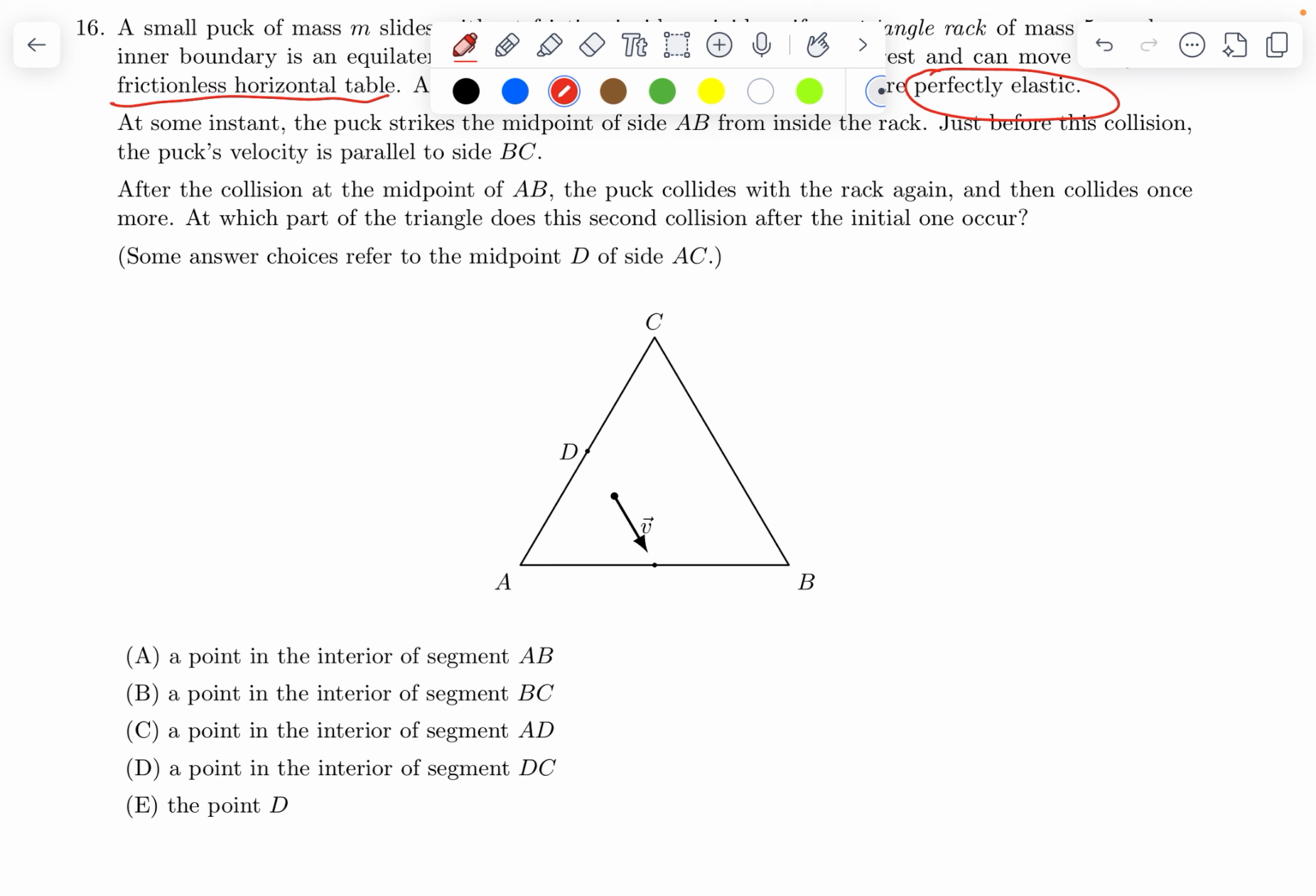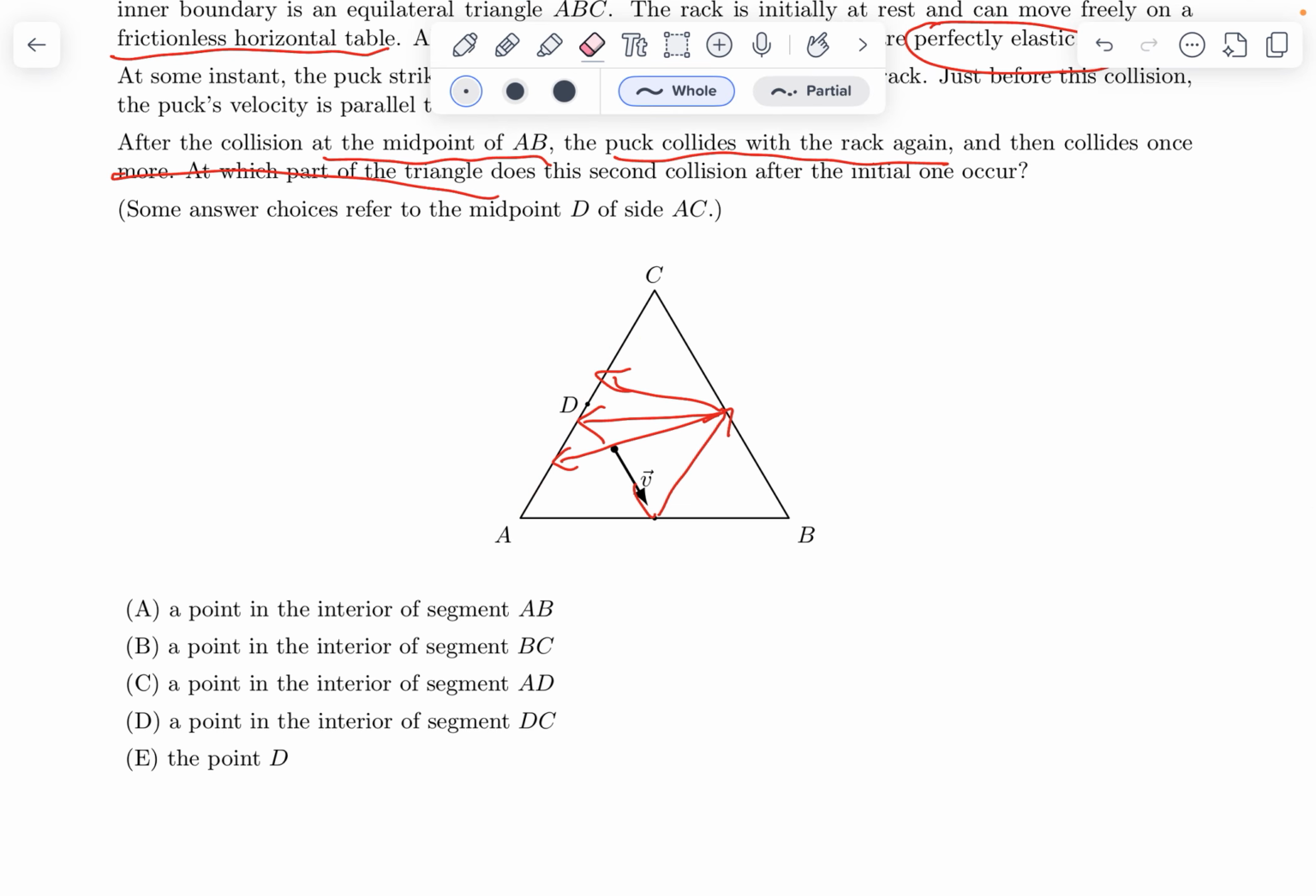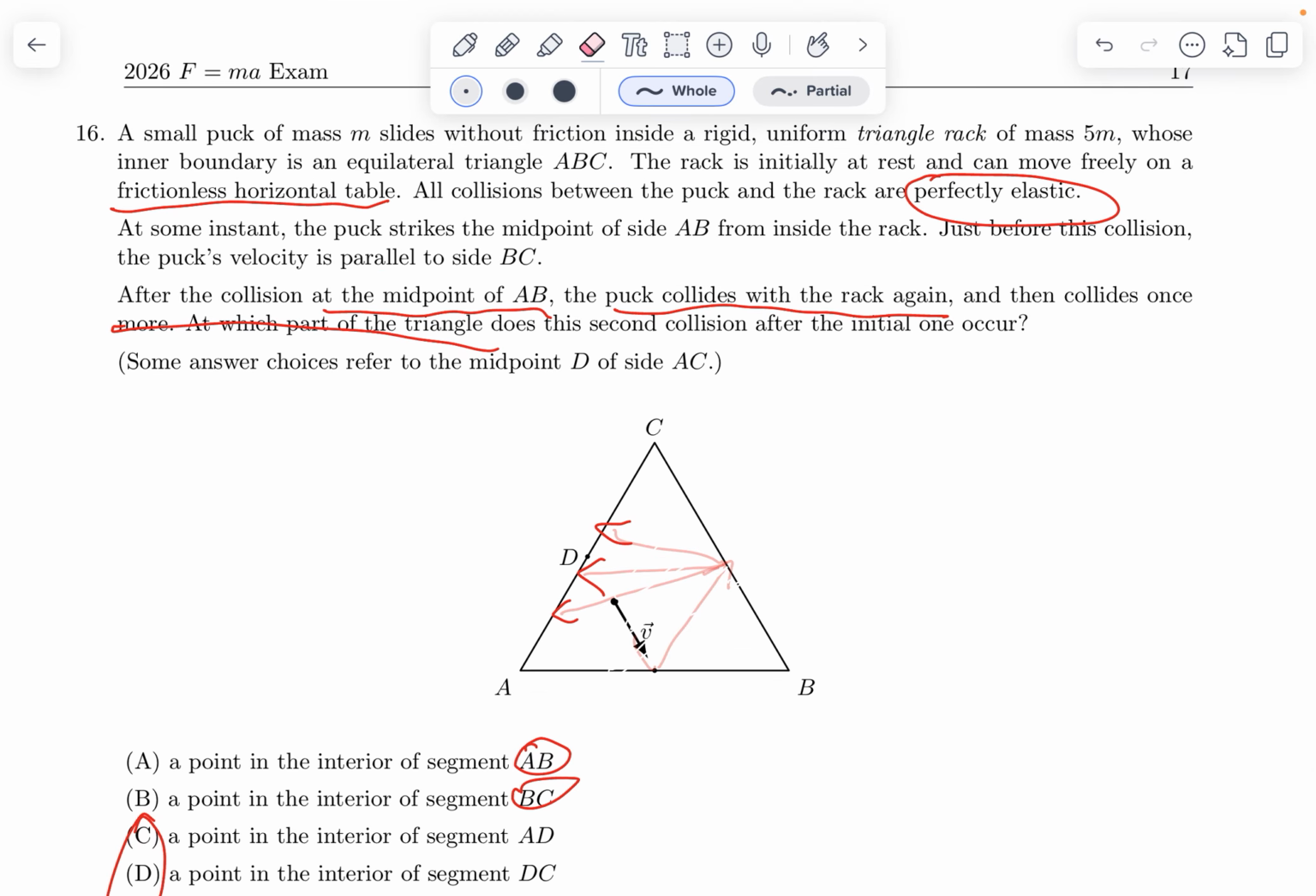Okay. So let's first look at this. It tells us that after this collision, the puck collides with the rack again. So it's going to collide somewhere like here, right? And then collides once more. If we think about it, we might think it would collide somewhere on AC. If we look at all the answer choices, this one says the interior of segment AB, this one says BC. Based on these answer choices and our reasoning, we might think that C, D, E are the more likely answers, but now we have to actually prove it.